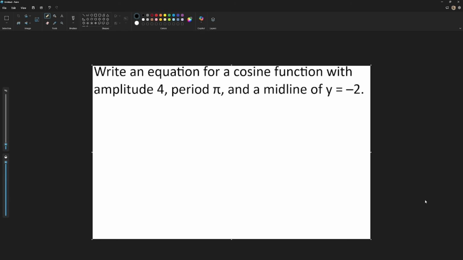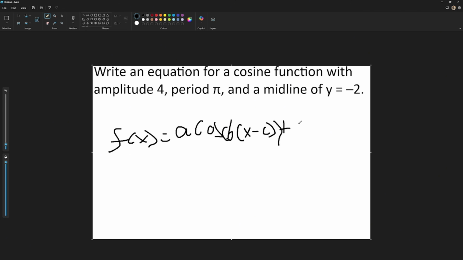So here we have a practice problem that asks us to make a cosine function with an amplitude of 4, period of pi, and a midline of y equals negative 2. First, we need to write it out as a cosine function. So f of x equals a cosine b of x minus c plus d. And the question asks us to have an amplitude of 4, which means we replace this a with 4, so our a should be 4.